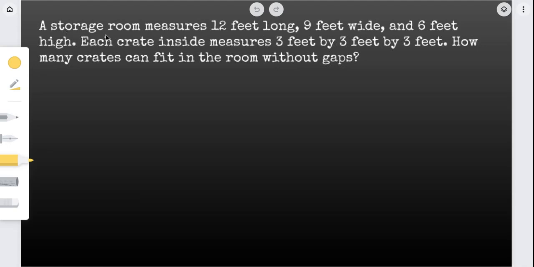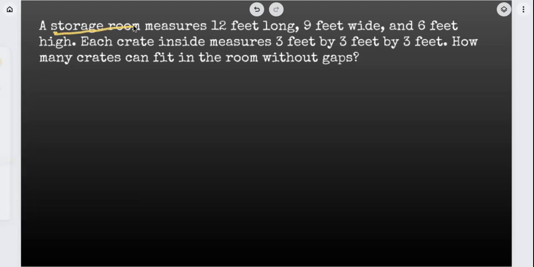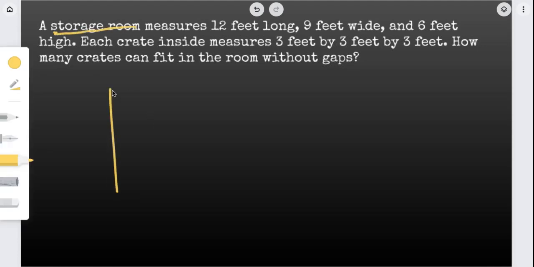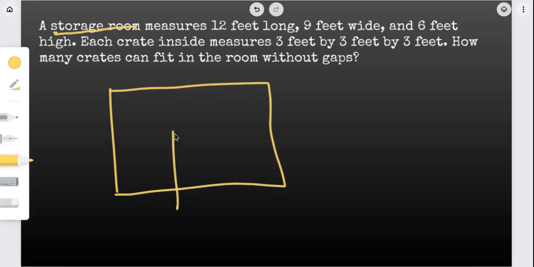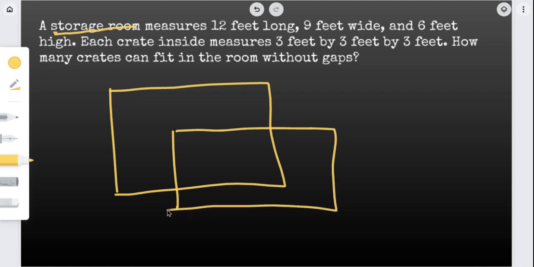So I need to make sure that I can think through and picture in my mind what is actually being said with this information. So we're starting with a storage room. I'm going to sketch off here a room. We know a room is three-dimensional if we think about the room all together, kind of like our classroom. It's three-dimensional and things can fit inside, like us.